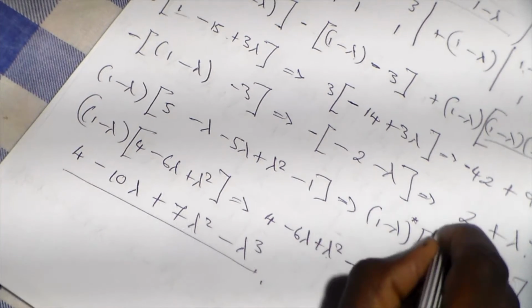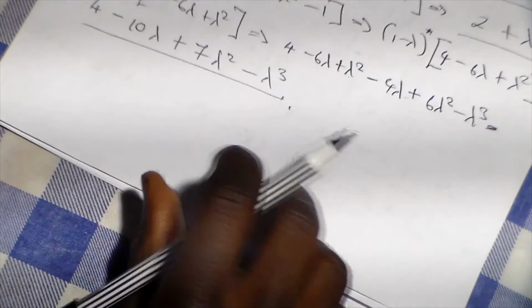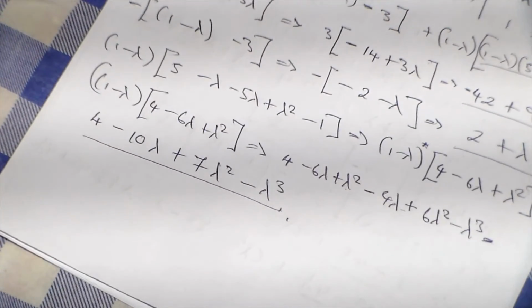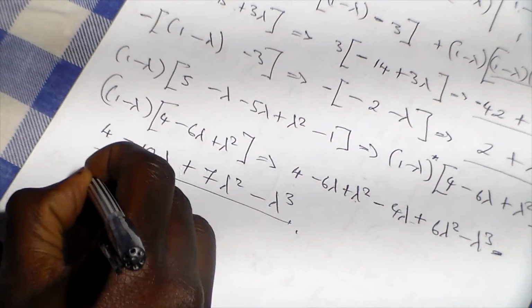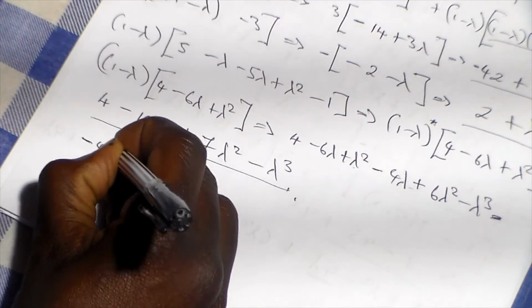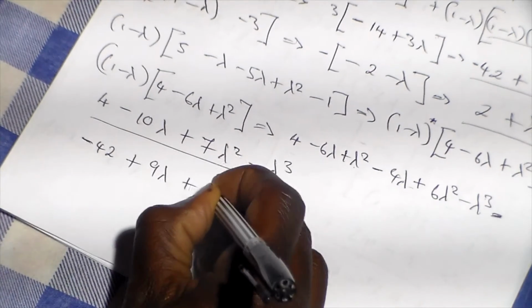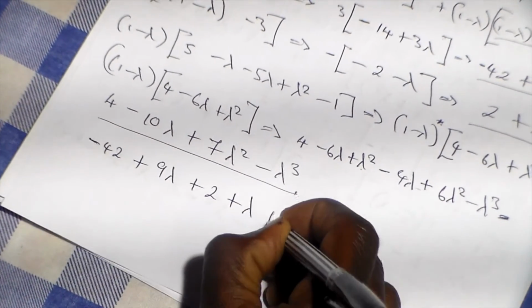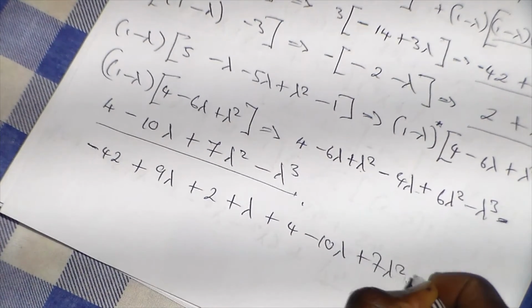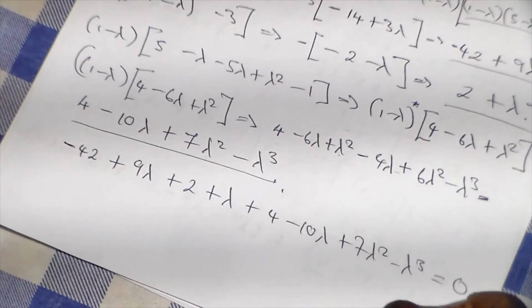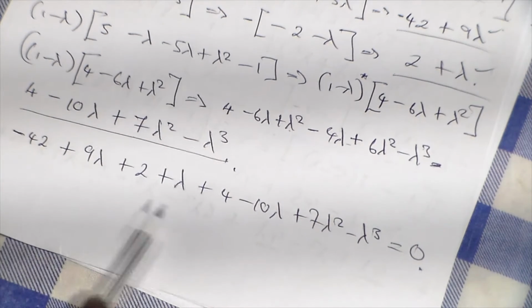So I'm going to take each and every factor and then add them together to give me my characteristic equation. Here we're saying minus 42 plus 9 lambda plus 2 plus lambda plus 4 minus 10 lambda plus 7 lambda squared minus lambda cubed is equal to 0. This is going to give us our characteristic equation.